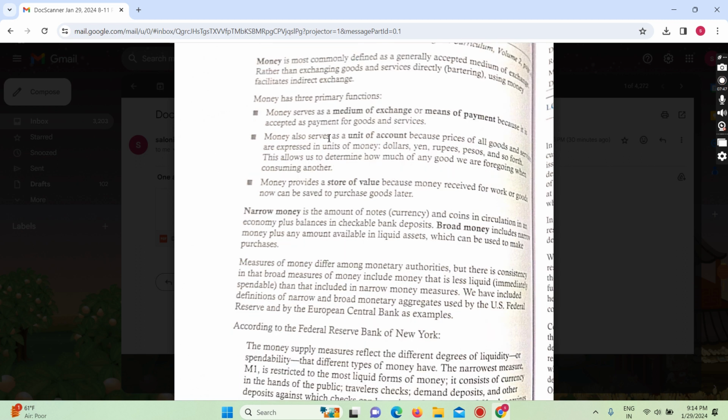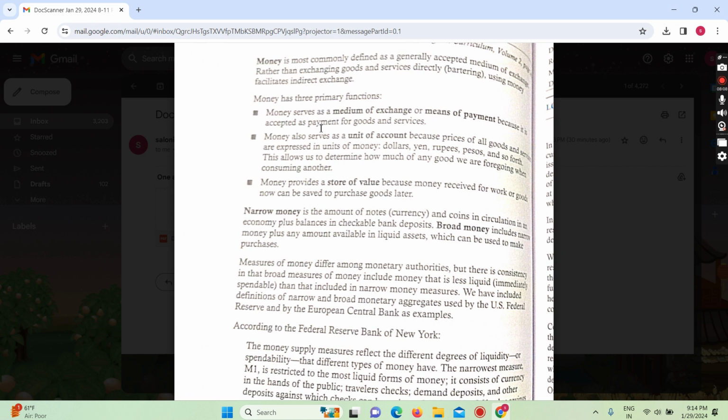Money has three primary functions. What are they? First, money serves as a medium of exchange, or means of payment, because it is accepted as payment for goods and services.